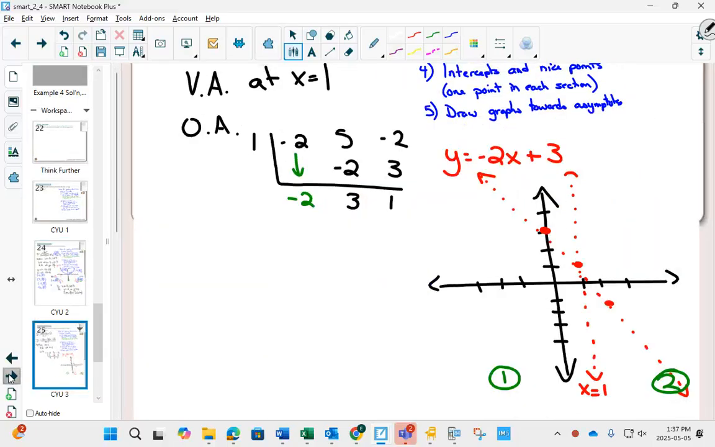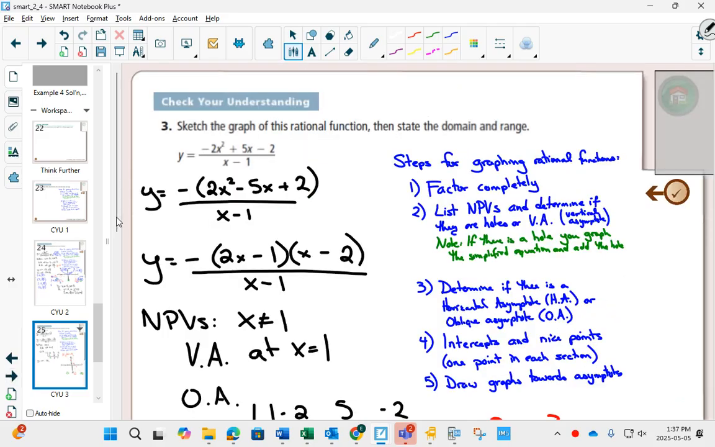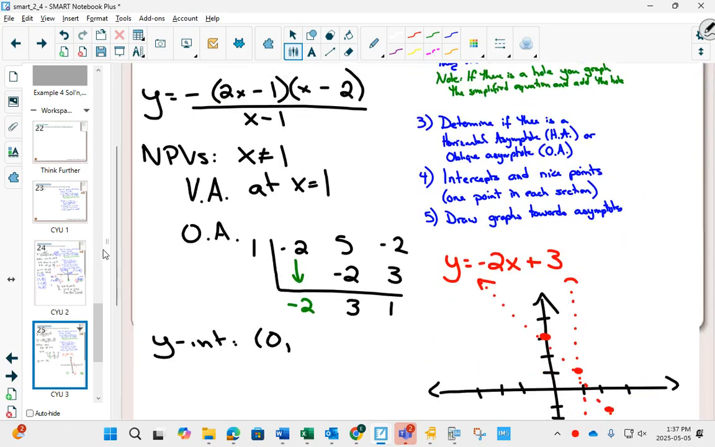Back to the question we were on. Got our oblique asymptote, we've got our values, and now we want to find some nice points. Always start with your y-intercept. Is it easy to find out what happens when we plug in 0 for x? Go back to the original. It's going to be -2 over -1, which is just 2.